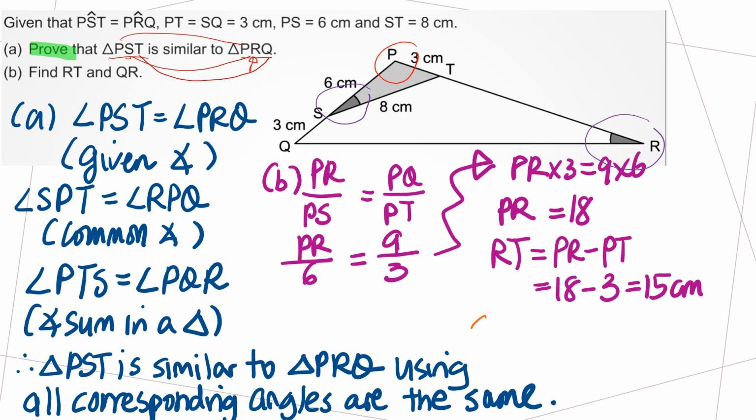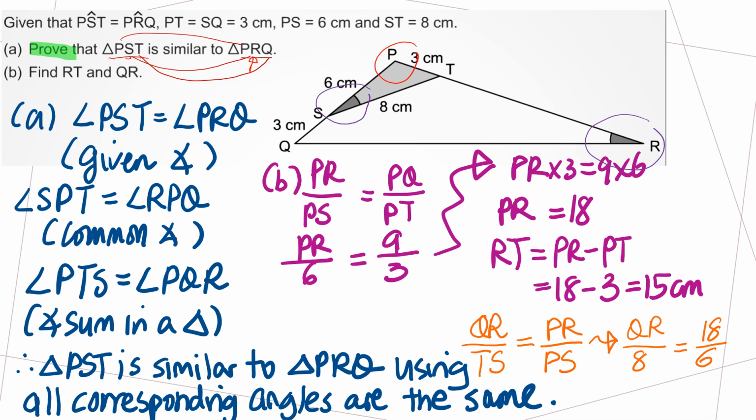We're still left to find QR, so we can use another ratio. We can use QR over TS equals PR over PS. Basically, just compare the ratios, left equals right. How do you do the ratio? It is small over big: the sides of the small triangle over the corresponding sides of the big triangle equals the other side of the small triangle over the corresponding side of the big triangle. We cross multiply and you get QR to be 24 centimeters.